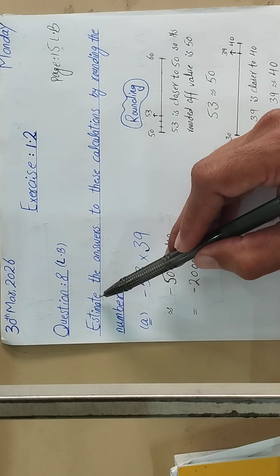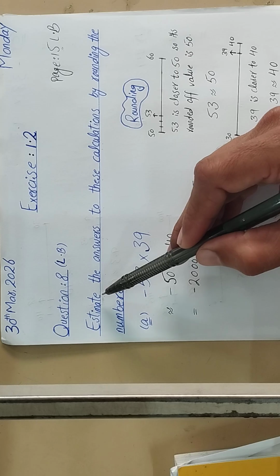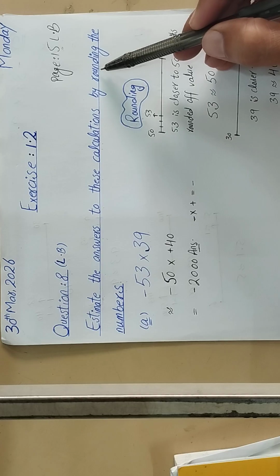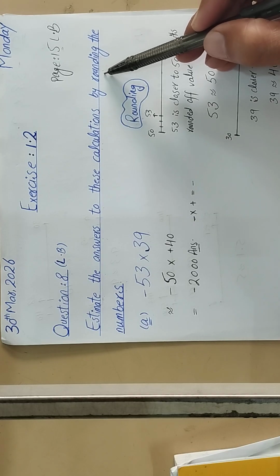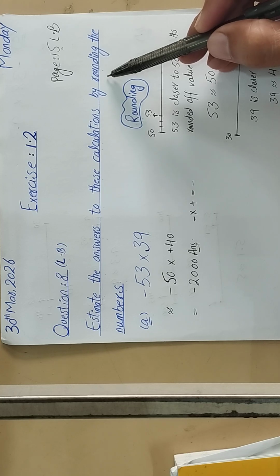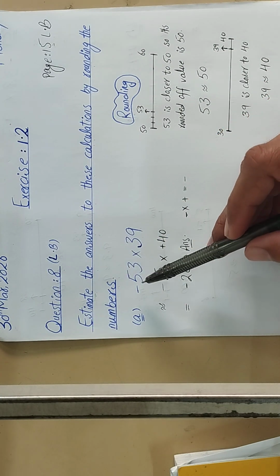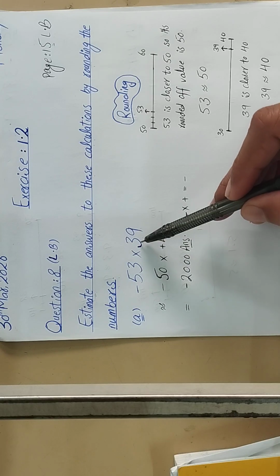So whenever the word estimation is written in the question, it means that do not multiply the numbers directly. Round off the numbers first and then find the answer. That answer is called the estimated answer. So I hope you understood the meaning of estimation. Let's see the first part. It's minus 53 multiplied by 39.